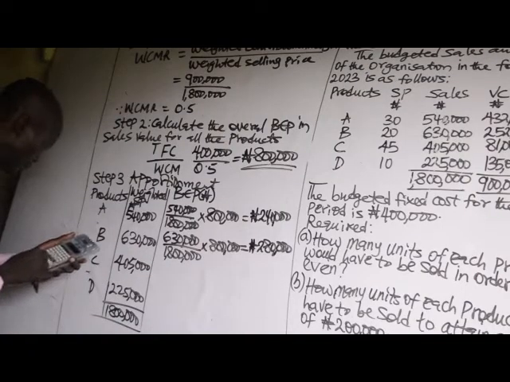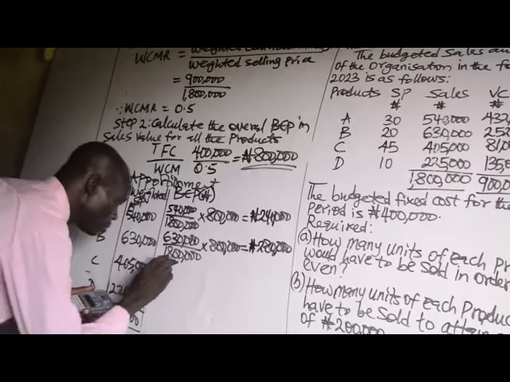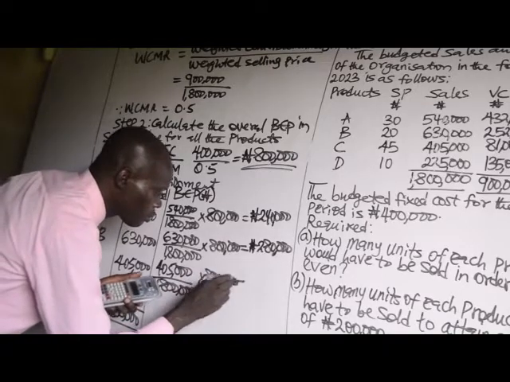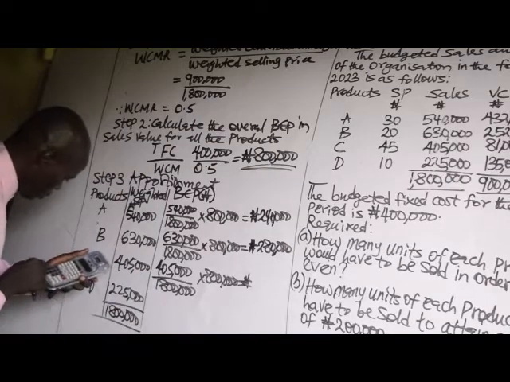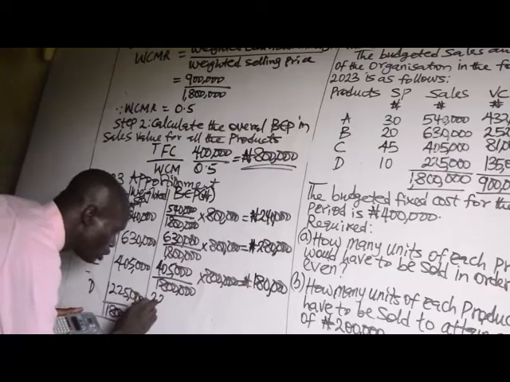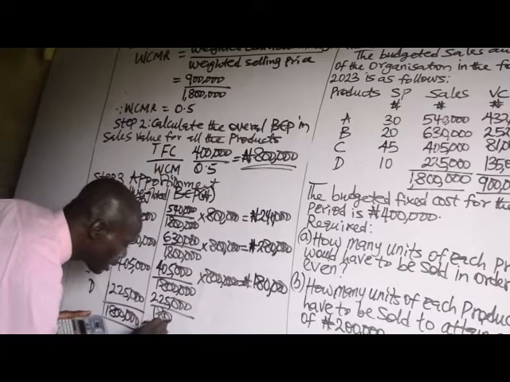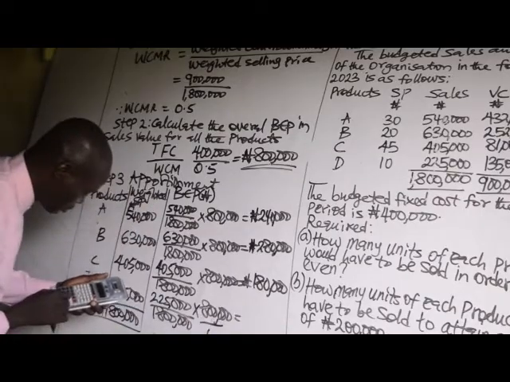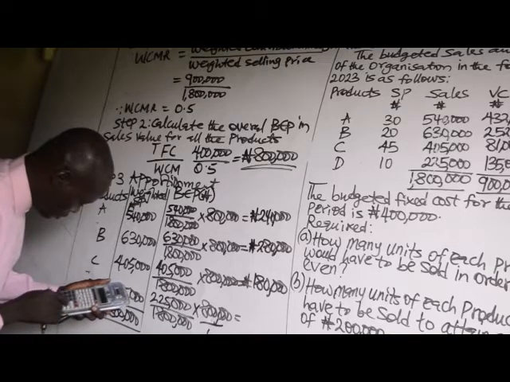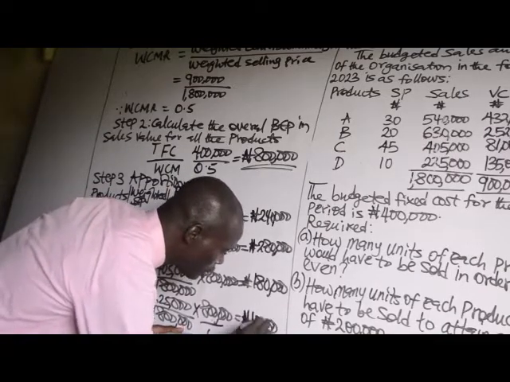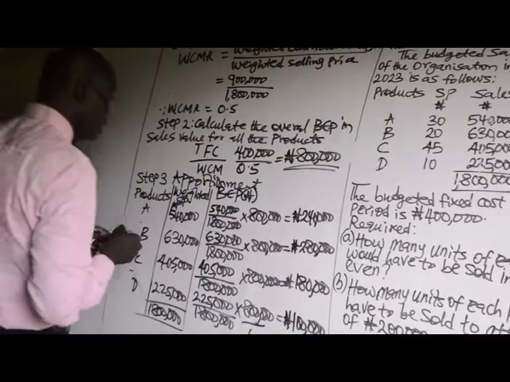That of product C, we have 405,000 over 1.8 million times 800,000. We have 180,000 naira. That of product D, 225,000 over 1.8 million times 800,000. That gives us 100,000. That is the break-even point of sales revenue.